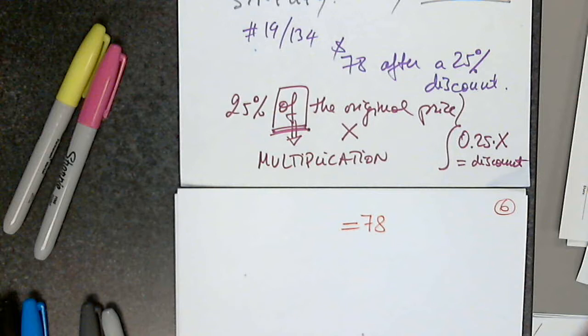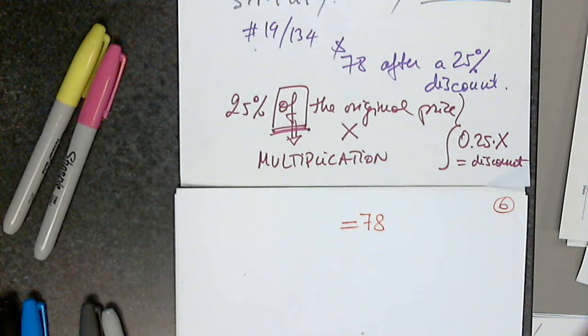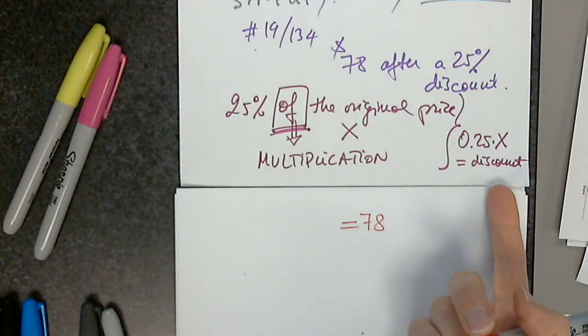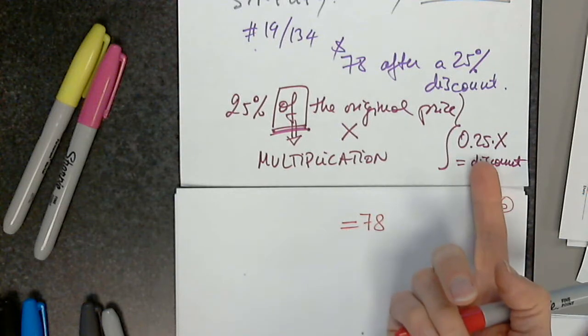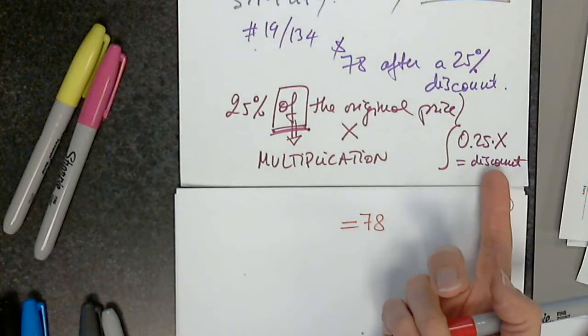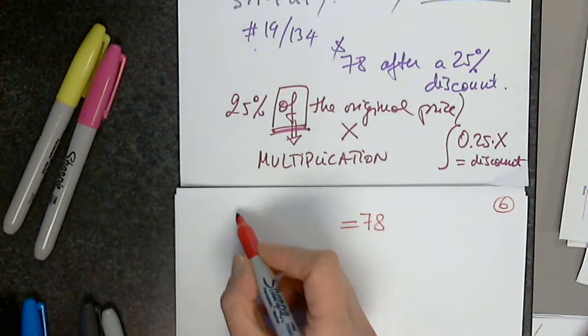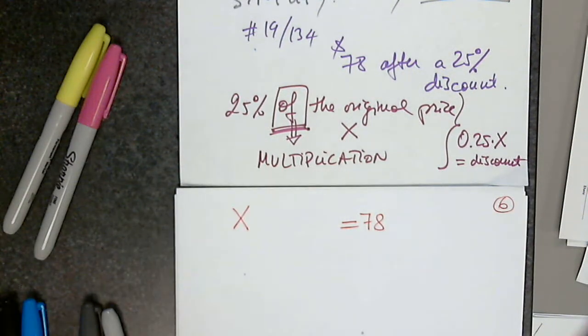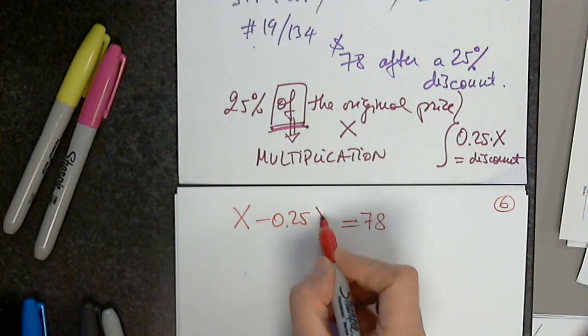78. So from x, I subtract the discount. What is the discount? It's not 0.25. I just wrote it here. Can anyone read this for us? Discount. And what does it equal to? The discount number is 0.25 times that. Awesome. That's what I want. So from the original price, I subtract the discount.